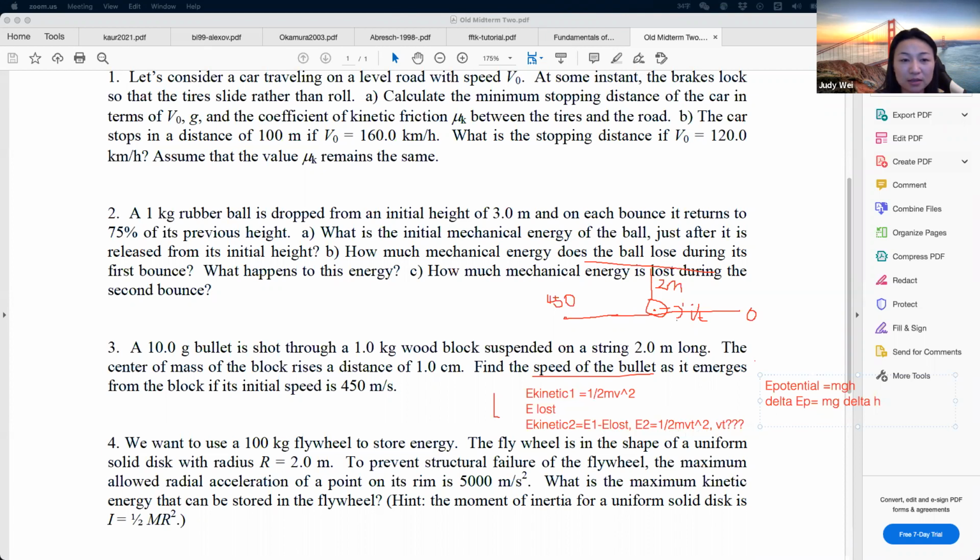Any questions? Or you got confused? Okay, so we would plug in the 450, the initial velocity, into the E kinetic of the first one? Yes. But you understand the logic? Yeah, but then for the last one, what would we do for the last one? Last one, you want to figure out the speed, right? You're asked to find the speed of the bullet as it emerges from the block.